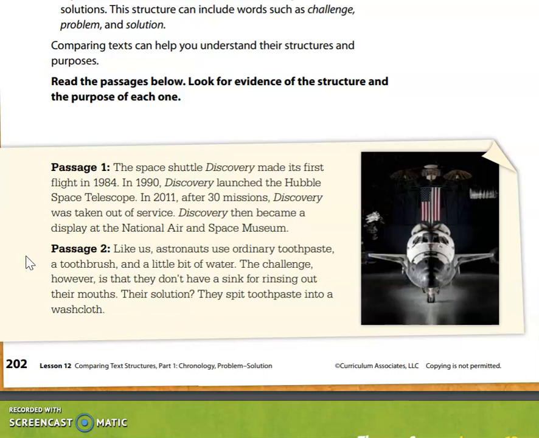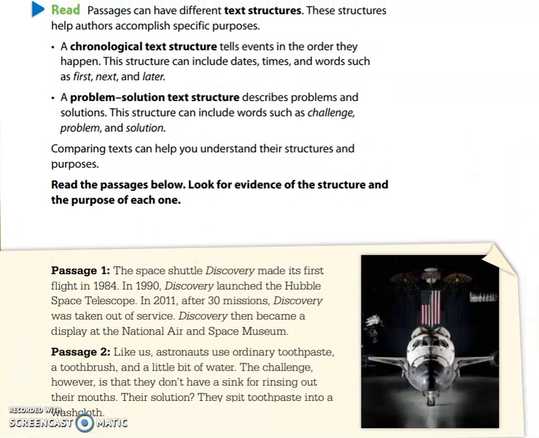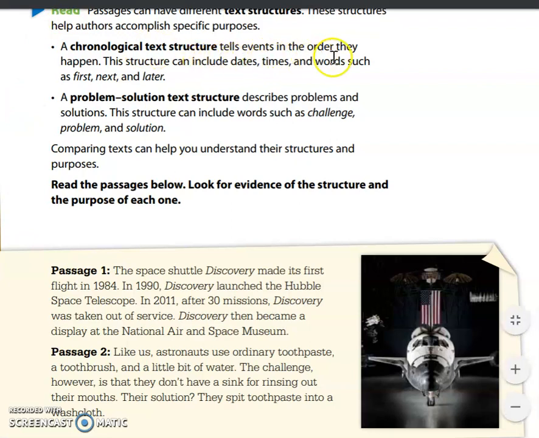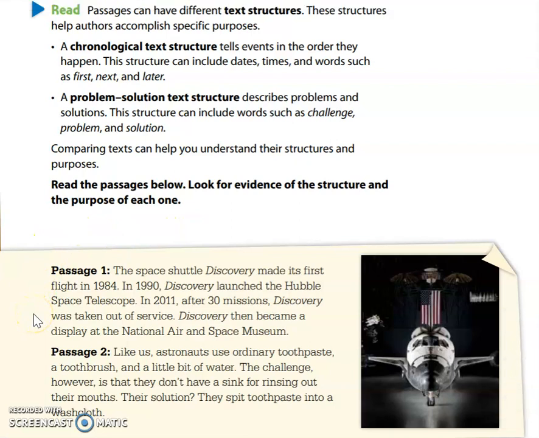I'm going to ask myself, okay, going back through these passages, first I'm going to look at passage 1. I see dates. And if I go back to the top of my passage, it says that chronological order gives events in the order that they happen. It can include dates, times, and words such as first, next, and later. If I go down to my passage 1, I see dates: 1984, 1990, 2011. Then it says that problem and solution gives me a problem and then tells me how it's solved. Passage 1 doesn't really give me any type of problem. So I'm going to say that passage 1 is chronological order.